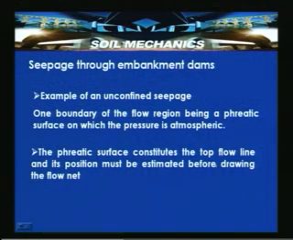The phreatic surface constitutes the top flow line and its position must be estimated before drawing the flow net. So, in flow through earth dams, arriving at the phreatic line itself involves a tedious procedure. Otherwise, the concept of determining the rate of flow through the dam is very similar. The tedious part is to locate and draw the phreatic surface, then construct the flow lines and equipotential lines, and then use the same concept to determine the rate of seepage through a dam.